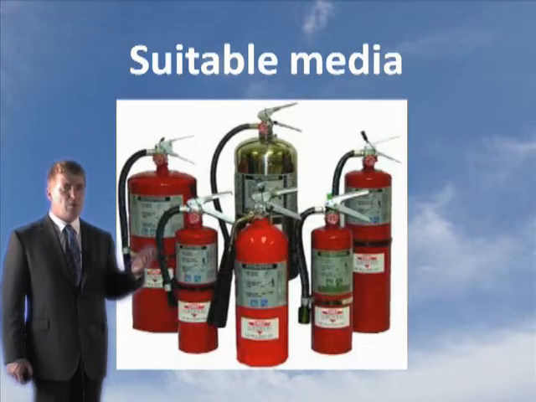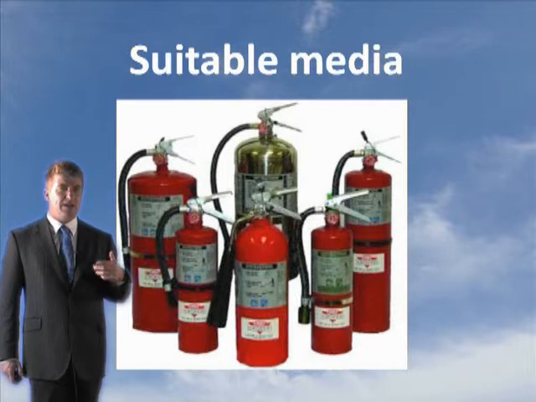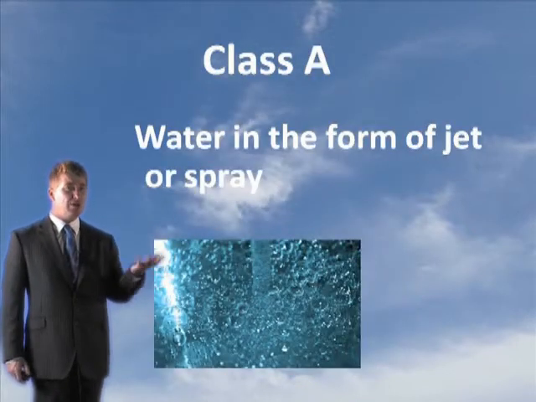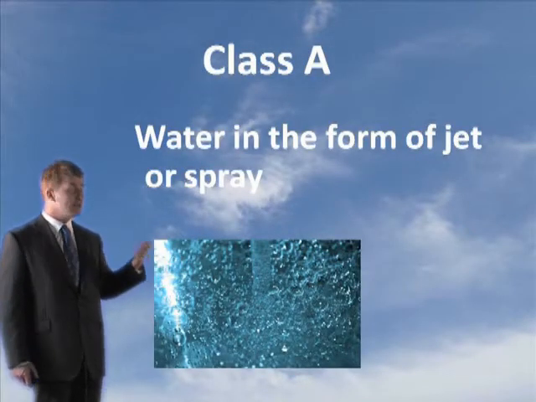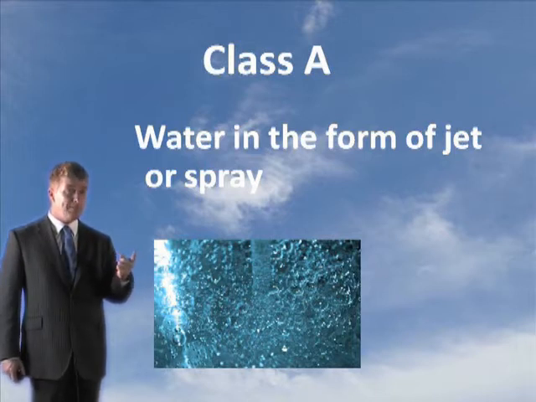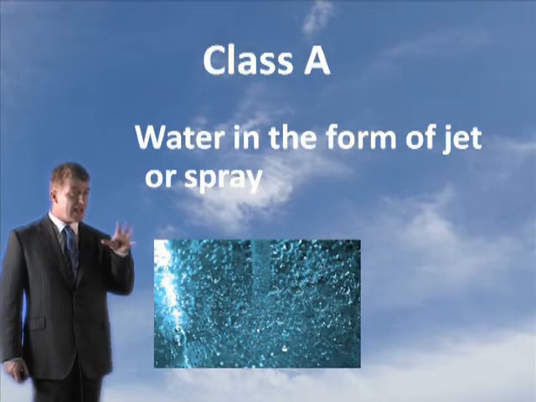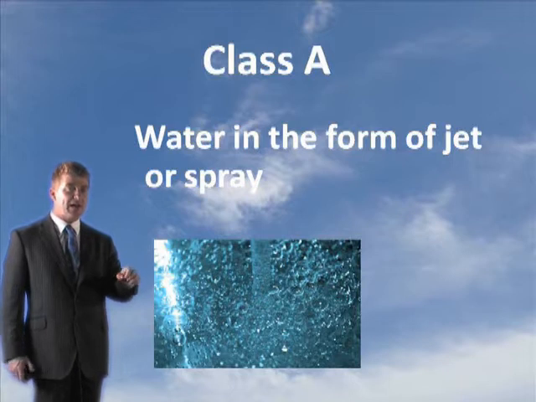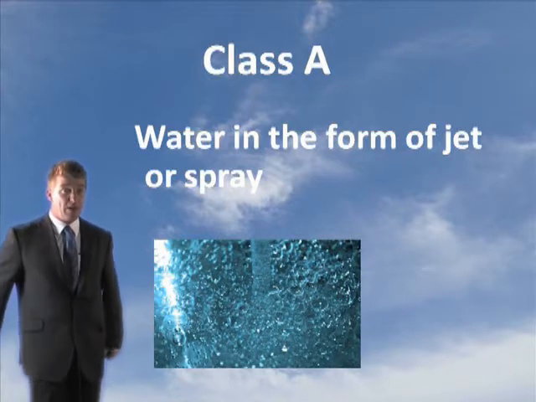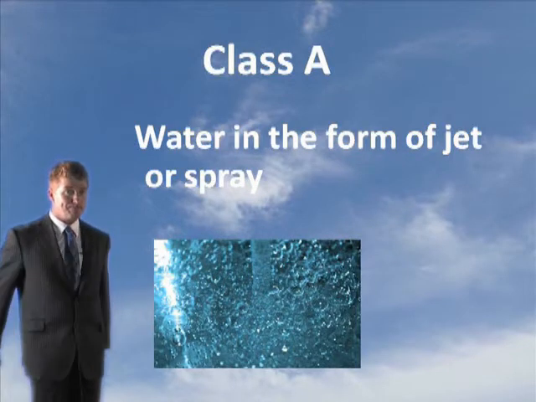So let's go again, what you can use on these different classes. Class A, solids, you normally use water in the form of jet or spray. But you can use foam and you can use powder. You can't normally use CO2 on a Class A fire because if you put CO2 on a bin fire, what happens to it? It just spreads it.